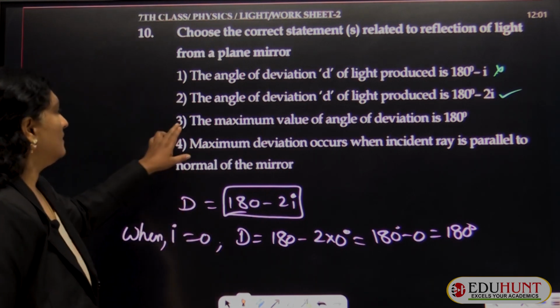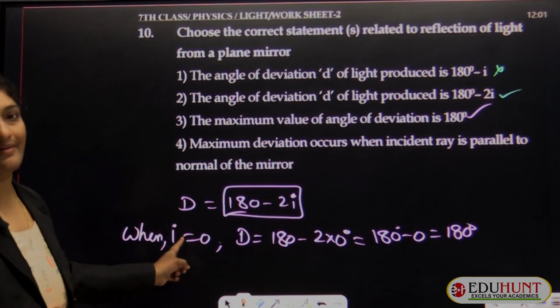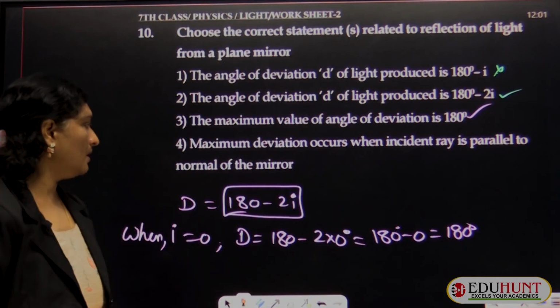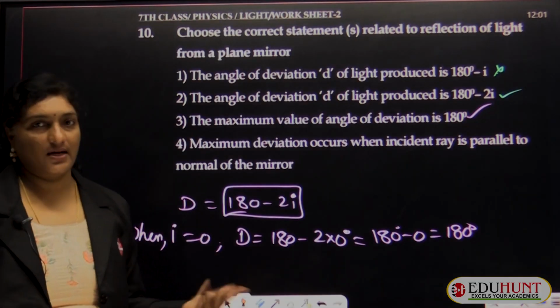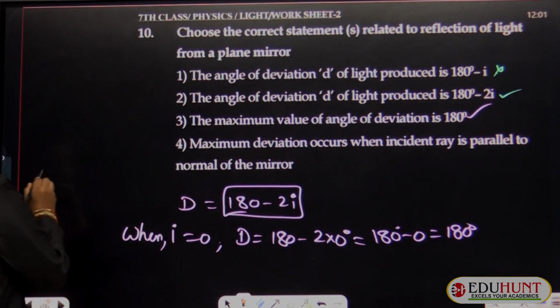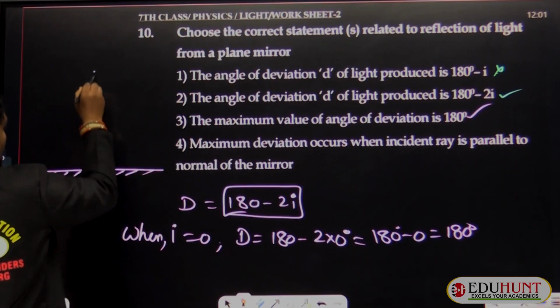So, statement 3 is also true, and it will happen whenever the value of angle of incidence is 0 degrees, because I can take values from 0 to 90 degrees, any value it can take. Well, if it is not clear, let me explain it with the help of a diagram.